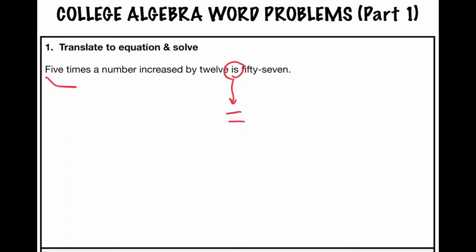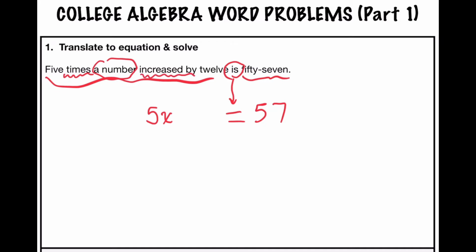That's going to separate the expression on the left side from the expression on the right side. And the expression on the right side is pretty straightforward. It's just the number 57. The expression on the left side is a little bit longer, and so I'm going to have to look again for key words to break that apart. So I'm going to read it again. 5 times a number. Well, I know the word times indicates multiplication, and I know a number indicates a variable. So that would be 5 times x. The phrase increased by indicates addition, and the word 12 is just the number 12. So now I have my equation, 5x plus 12 equals 57.